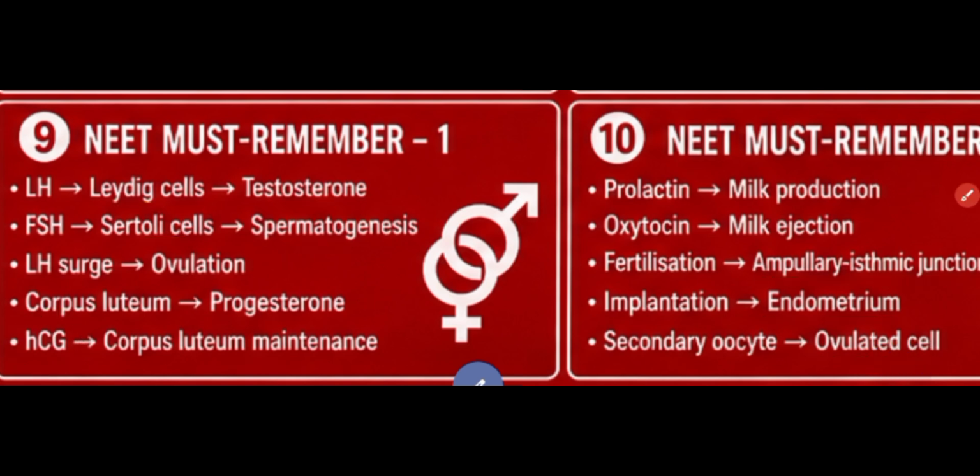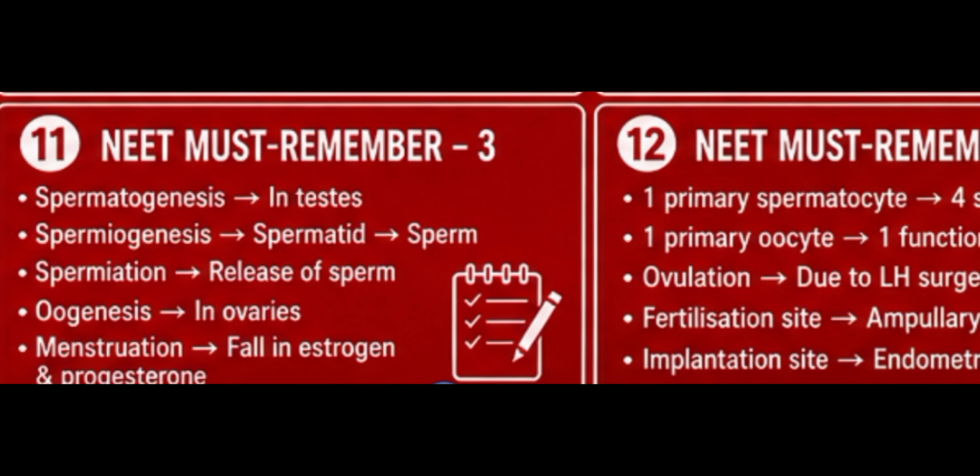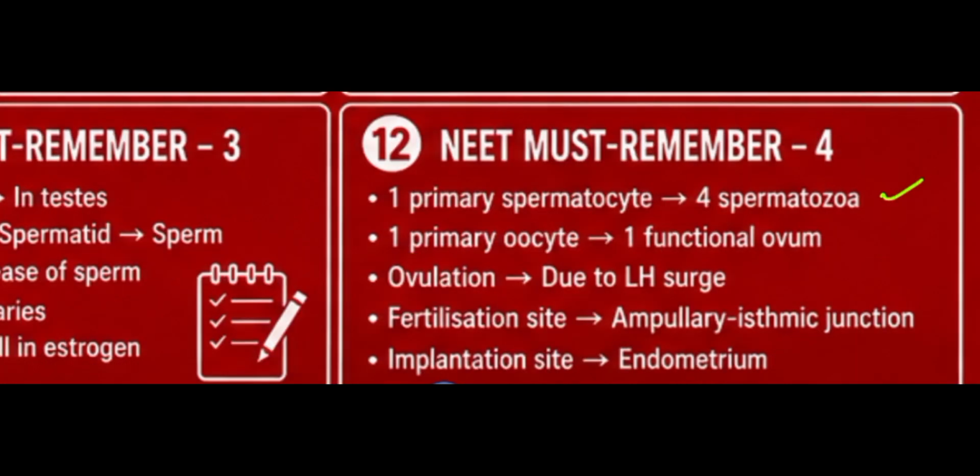And then spermatogenesis occurs in testis. Spermiogenesis is the process by which spermatid becomes sperm. Spermiation is the release of the sperms. Oogenesis occurs in ovaries, and menstruation is due to a fall in estrogen and progesterone. Then one primary oocyte gives one functional ovum. Ovulation is due to the LH surge. Then the fertilization site, this we discussed, and this also we discussed.